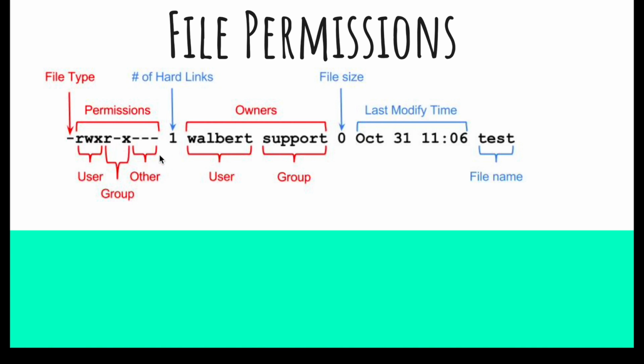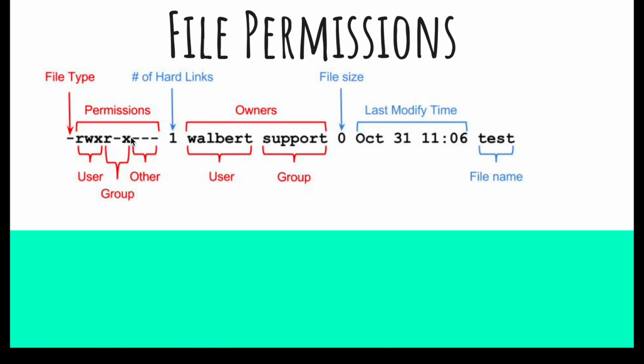Then the last part is other, or the public, or any other user who is not part of the user and group. All other users apart from the user and group don't have any permissions here. Now there is also one special bit.